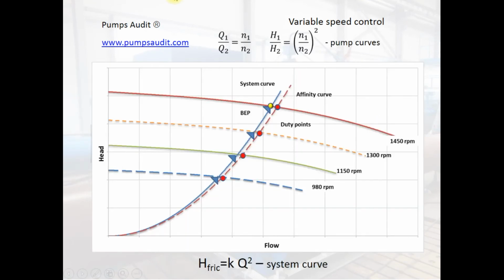static head. Let's consider how the pump with variable speed control operates in a pumping system with only friction head. QH curves for different speeds from 1450 to 980 RPM were developed. Corresponding points lie on the parabola, the red one. The system curve with friction losses is expressed by the formula. If we draw a system curve in accordance with this formula, we also will receive a parabola.